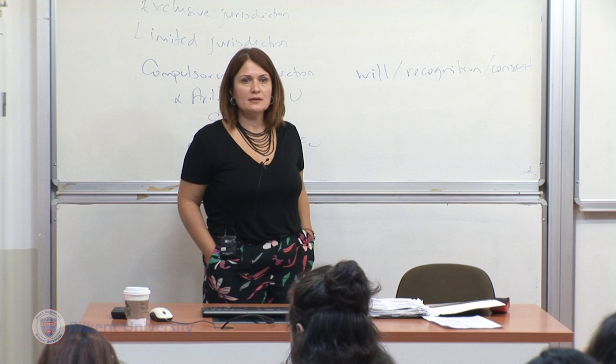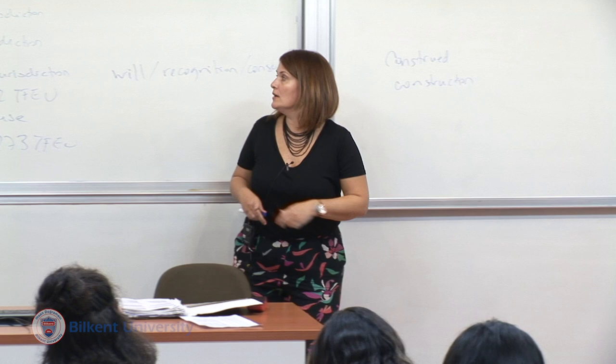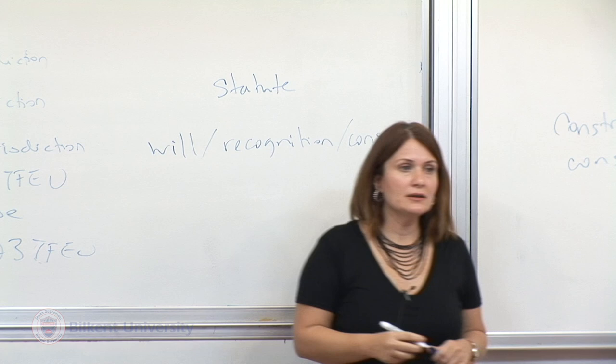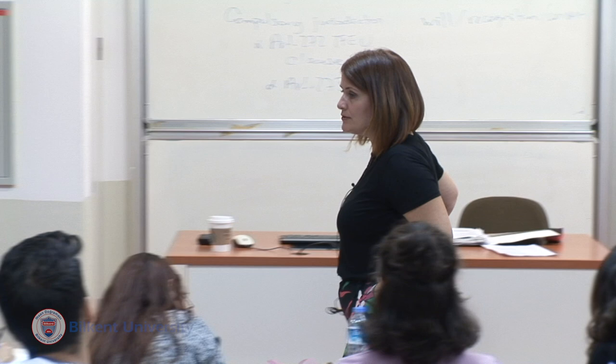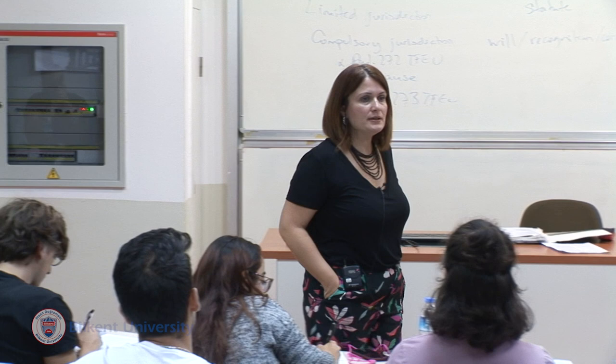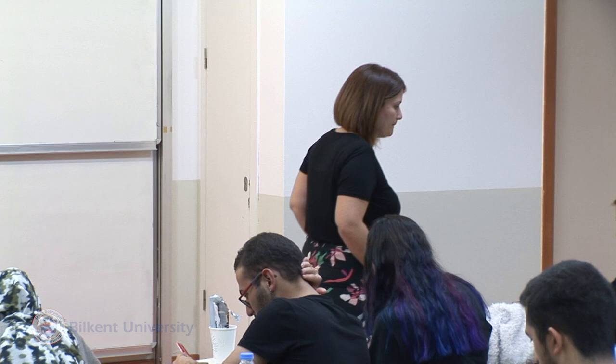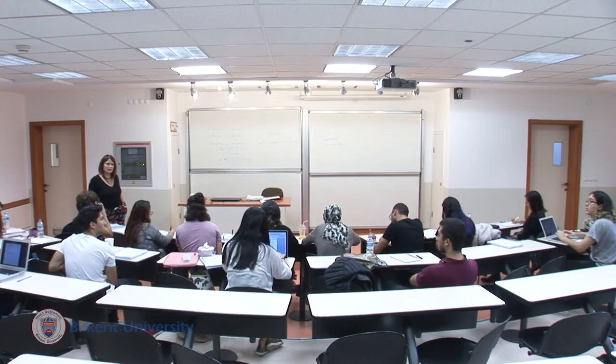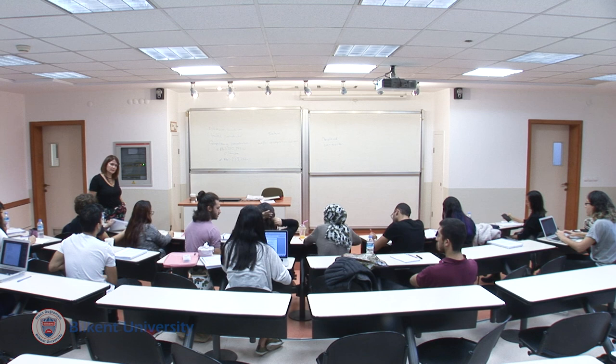Seven, actions arising from the statute of the European Central Bank. Eight, actions arising from the statute of the European Investment Bank. And nine, the preliminary rulings procedure. All right? What was 8? Can you repeat? Actions that are arising from the statute of the European Investment Bank. All right, let's give a 10-minute break and then we continue.